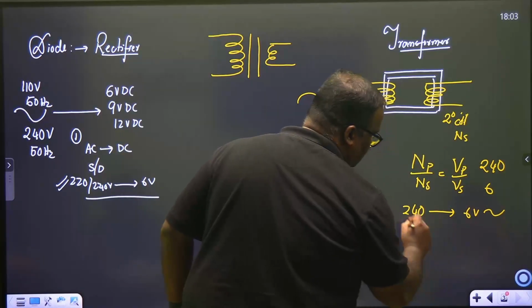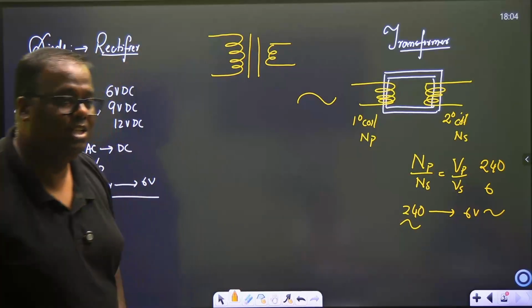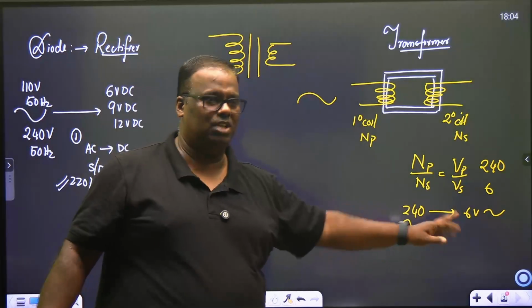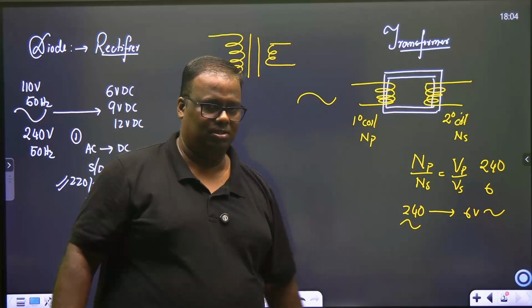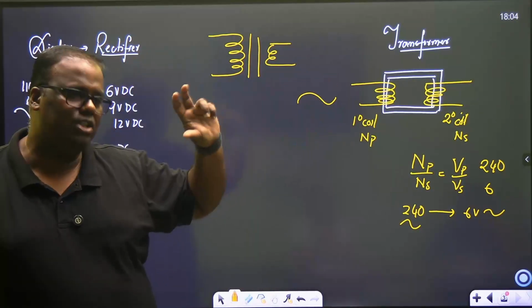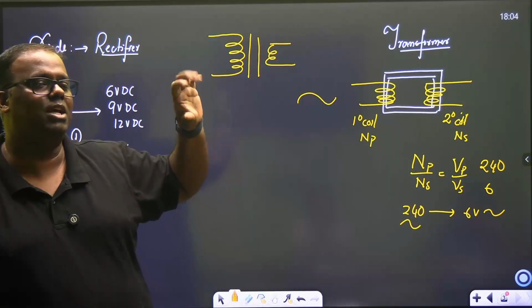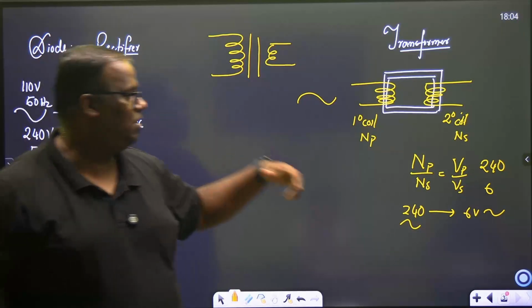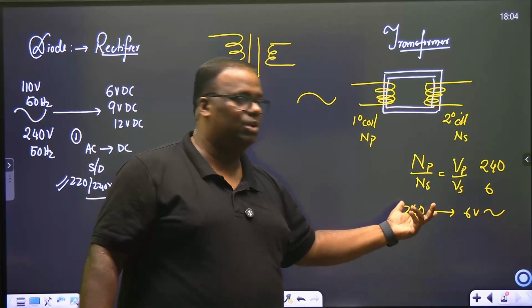This is also AC. This is also AC. It does not change the current from AC to DC. It will just step down the voltage. All our devices have a transformer, and that is what heats up. That's why these adapters become warm. Next class, remind me, I'll show you a transformer.